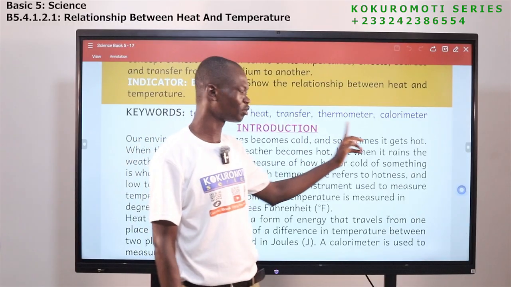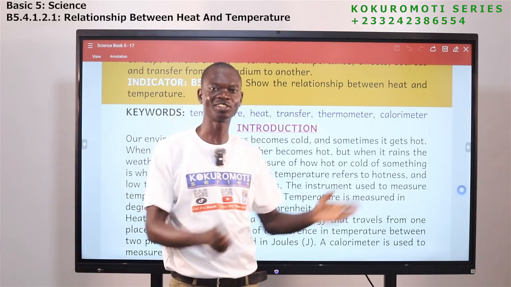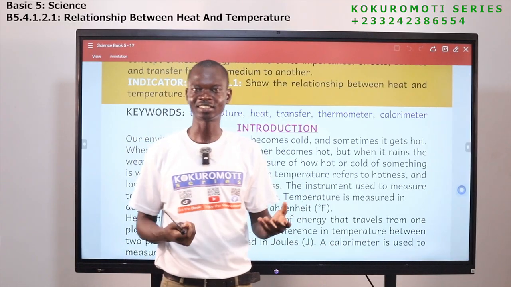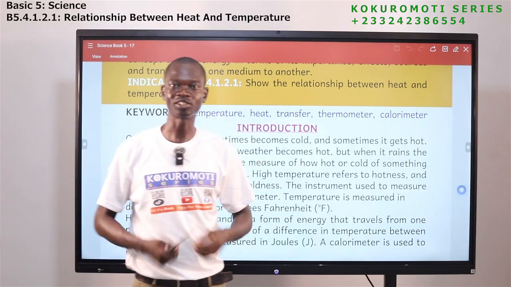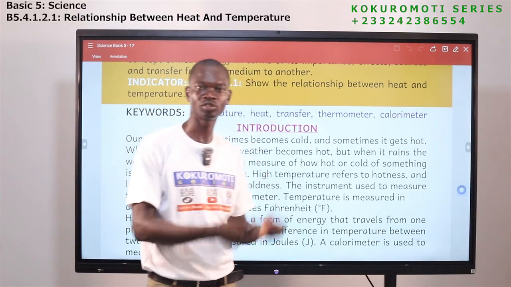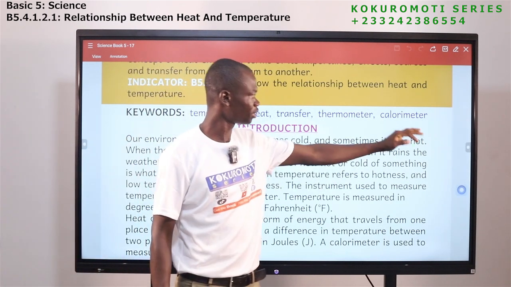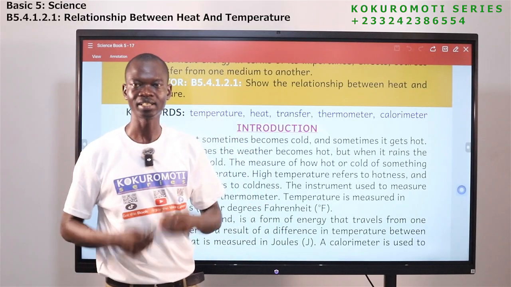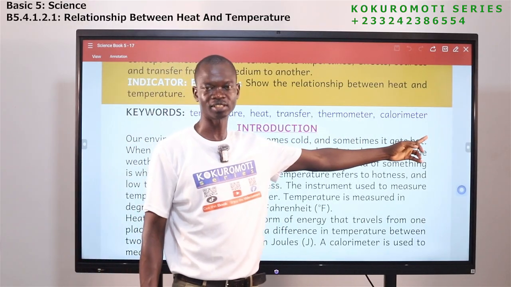The next word is thermometer. Thermometer is used when you go to the hospital. You see the doctors, the nurses, they use thermometer. They check our temperature. So thermometer is used to measure temperature. An instrument that is used to measure temperature. And then we have calorimeter. Calorimeter too is used to measure heat. So this is for temperature. This is also for heat.